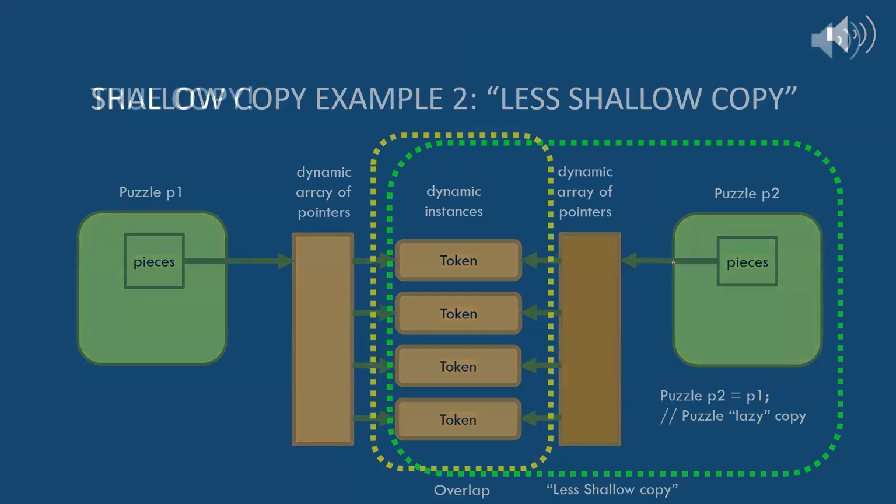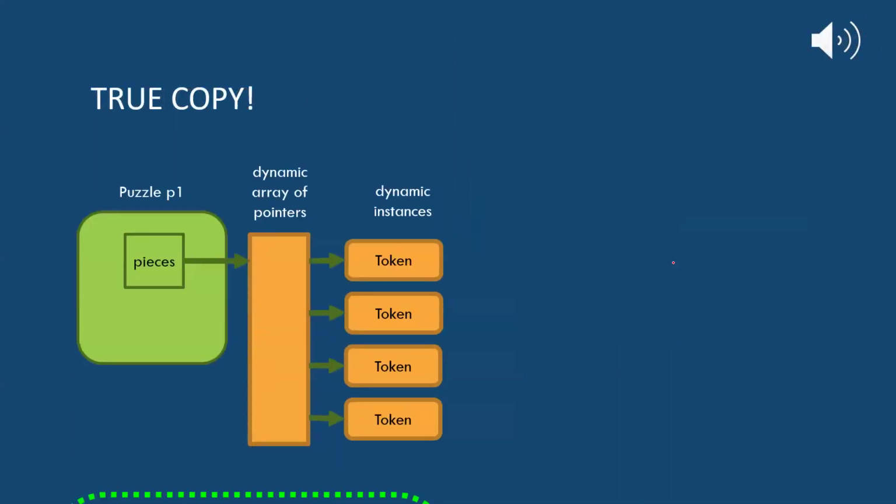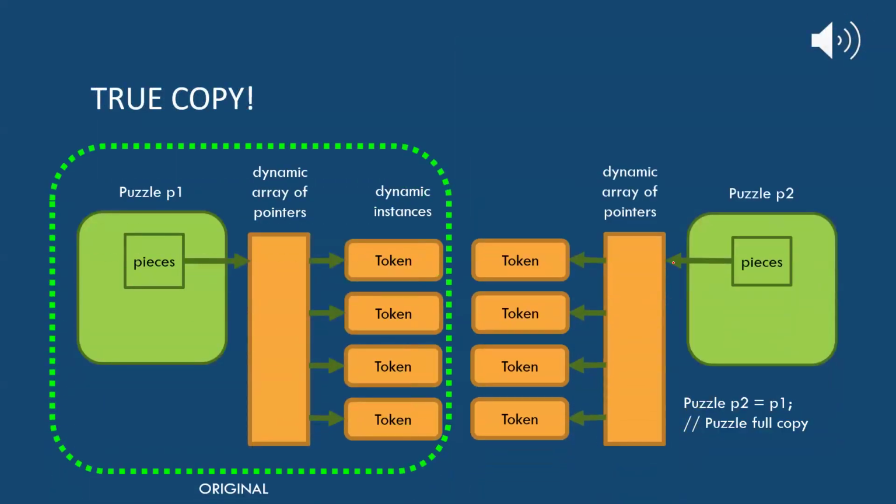So some of it is shared, a lot of it's not. True copy would, of course, be something like this. If I were to say P1 equals puzzle, P2 equals P1, I'm saying construct a P2, study what's over here, and completely duplicate it over here. That means that this constructor, when it's called, has to create all of these things. This is a lot of code.